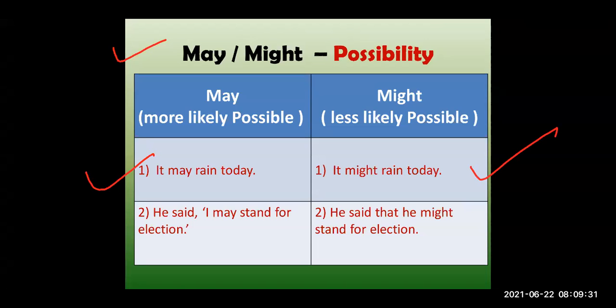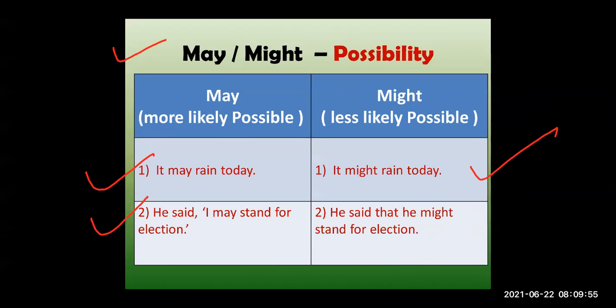Okay, now here 30 to 40% possibility is there that rain will come today, but it is not certain. Less possibility is there. So when there is less possibility, we use might, and when there is more possibility, we use may. Let's see the second example.